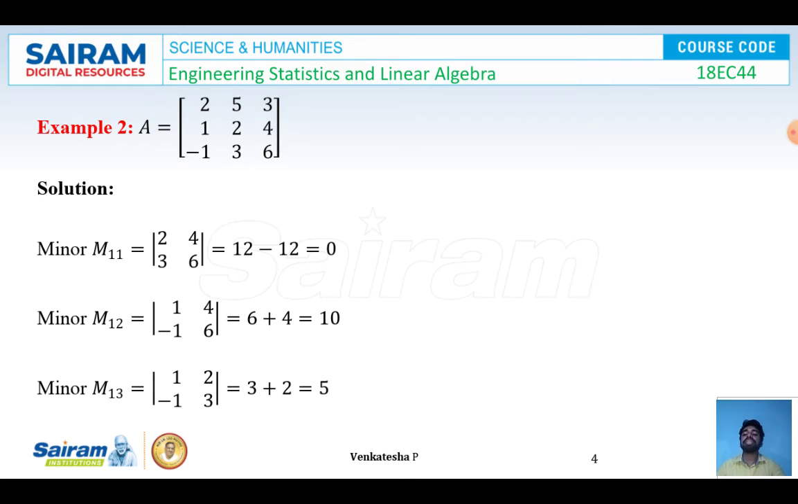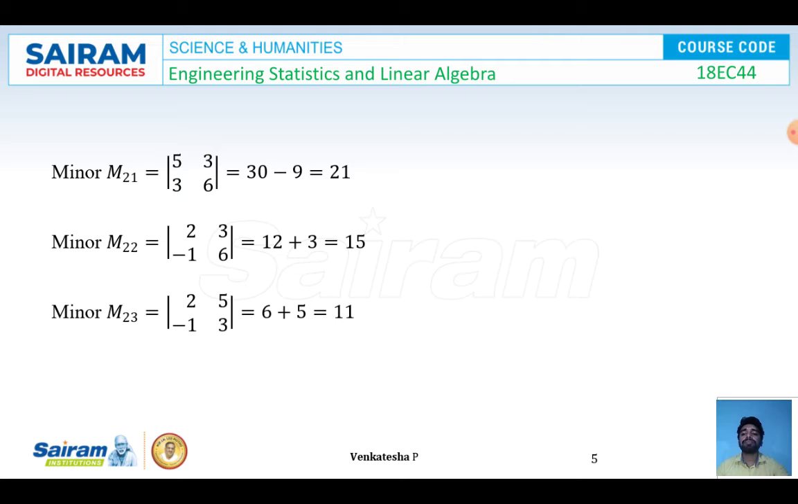Hence we can say that the minor M11 is equal to 12 minus 12, that is 0. Minor M12 is equal to 6 plus 4, which is 10. Minor M13 is equal to 3 plus 2, which is 5. Minor M21 is equal to 30 minus 9, which is 21. Minor M22 is equal to 12 plus 3, which is 15. Minor M23 is equal to 6 plus 5, which is 11.